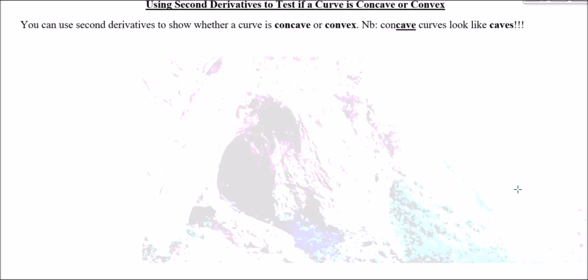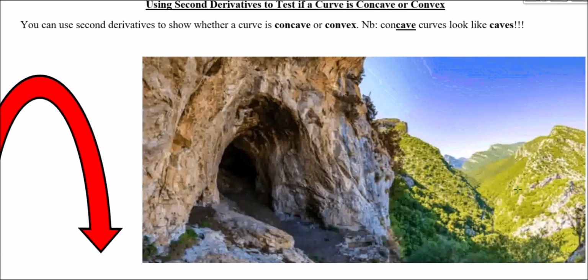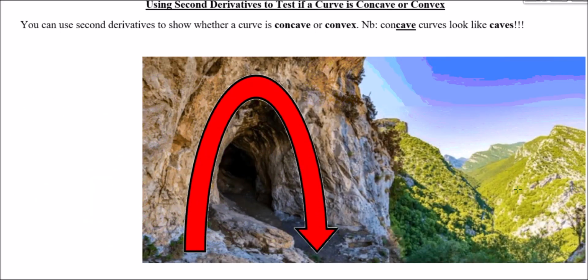So a concave curve looks like a cave. Imagine a nice cave like so, then a curve going around the mouth of a cave. Concavity is basically a downwards smile. It's a frown, it goes downwards. So the gradient is decreasing at all points if it's concave. I'm going to come to the definition formally next.